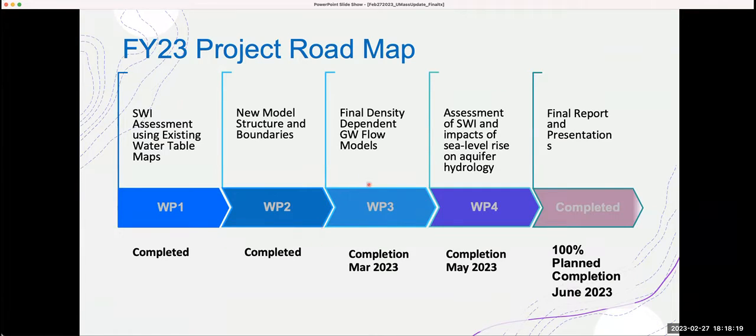So we're here in work package 3. Xander has just finished some of the density dependent groundwater flow models for the Plymouth Carver system that we'll present tonight. And we're about to move on to some of the scenarios, looking at projections of both the impact of sea level rise on the dynamics of the freshwater saltwater interface, as well as different scenarios of essentially terrestrial changes in precipitation, changes in hydroclimate that also will impact how the hydrology of the system works.